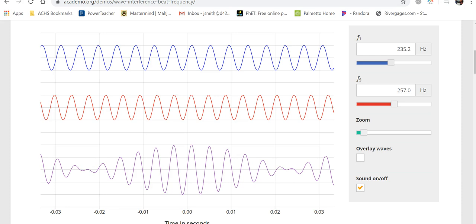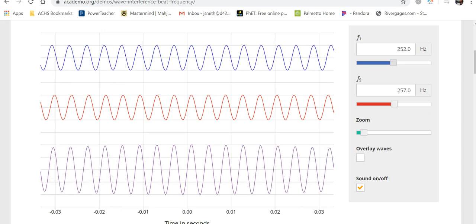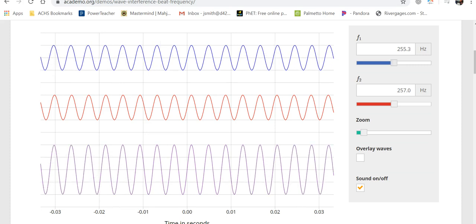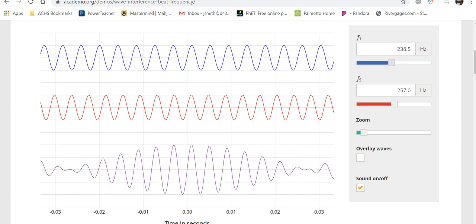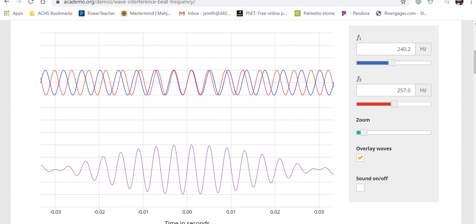And the more similar they are, you get a definite pulse. That's called the beat. Let's take a look at it in this situation. The beat is pretty fast. If you overlay them, what you'll see is that here in the middle, we have crest on crest, trough on trough, and we get a large amplitude for the sum.